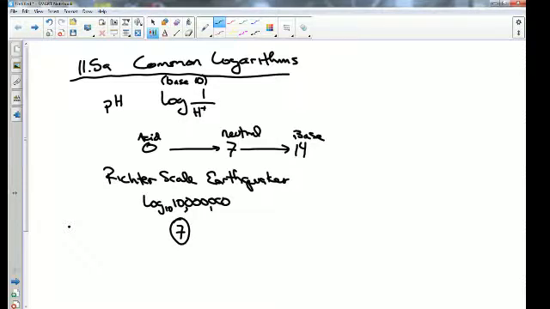Okay, what if I have a magnitude 8 earthquake? 100 million. How many times more powerful is that? 10 million times? No. If you have a log that gives you 7 and a log that gives you 8, it's times 10. So you move from a 7 to an 8, you're 10 times more powerful. Okay, 8 to a 9, 10 times more powerful.